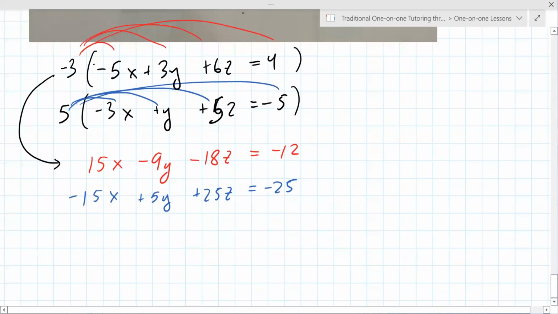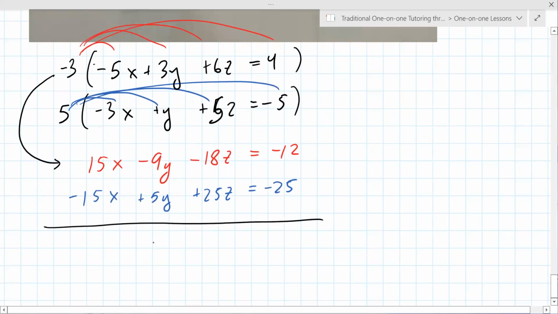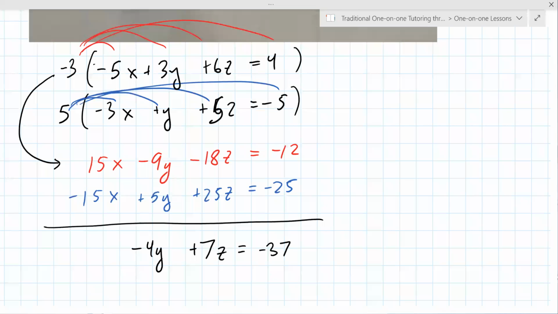Okay. So that's minus 4y plus 7z equals minus 37. And you really, really hope you've done everything right. You hope you've gotten all the signs correct. Yes.